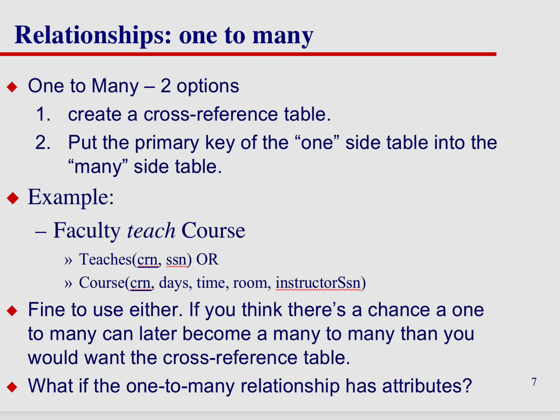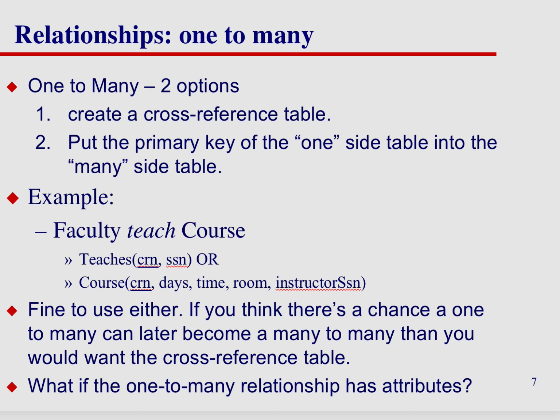But we have another alternative. Because it's one-to-many, we can just add the primary key from the faculty table, which was the social security number. We can add it into the course table. Here we're calling it instructor social security number, but that's fine. You can call it social security number, doesn't matter, but you can call it instructor social security number to make it clearer. And that would be, of course, a foreign key that references the faculty social security number.